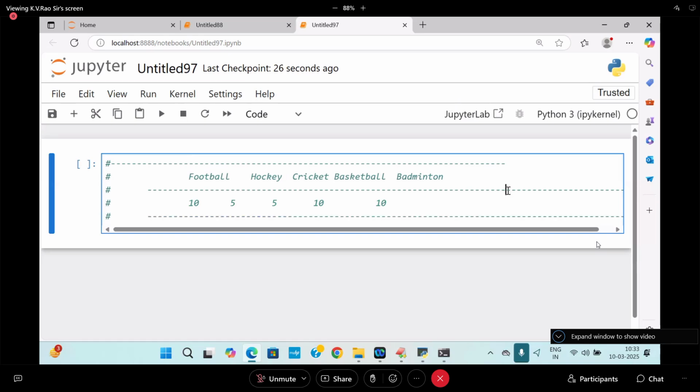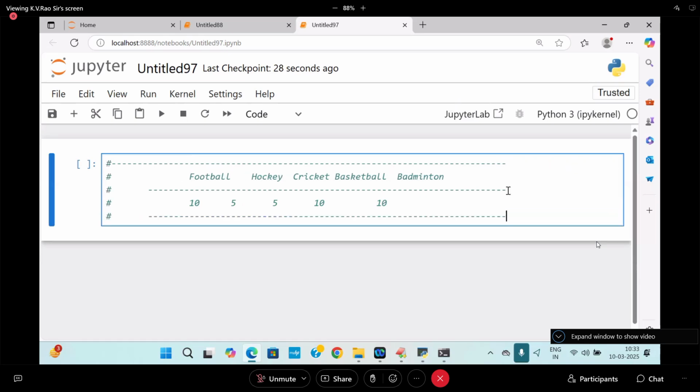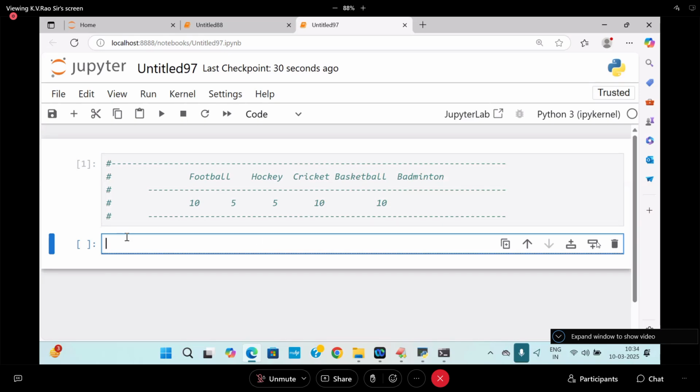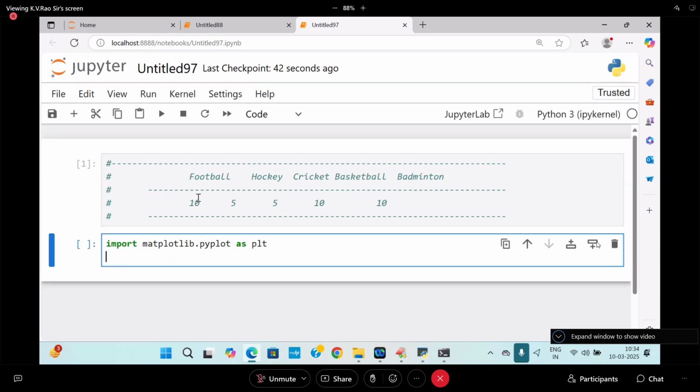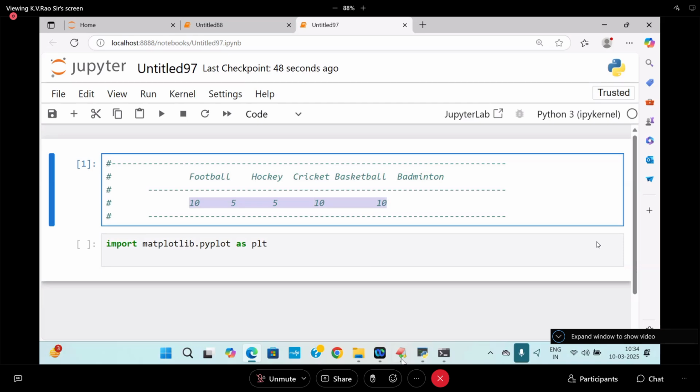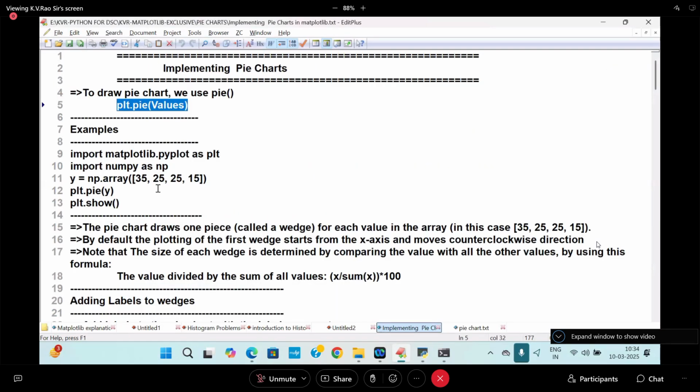Calculate this now. Go to this place. Start here. Import matplotlib.pyplot as plt. Directly, I will take these values. How do I take these values? How have you taken these values here? np.array of values. Same thing, here also I will take it.